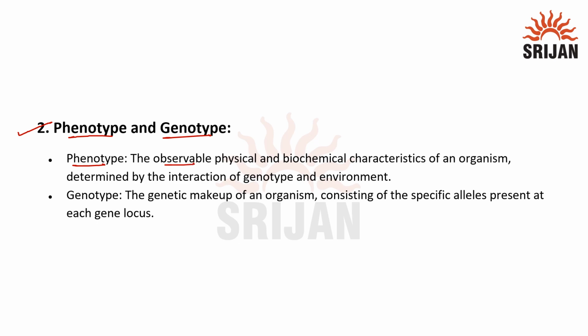Phenotype, the observable physical and biochemical characteristics of an organism determined by interaction of genotype and environment, is called as phenotype. Next is genotype, the genetic makeup of an organism consisting of specific alleles present at each gene locus. For example, tallness or dwarfness is the phenotype, whereas capital T, small t, or small t are the genotype.